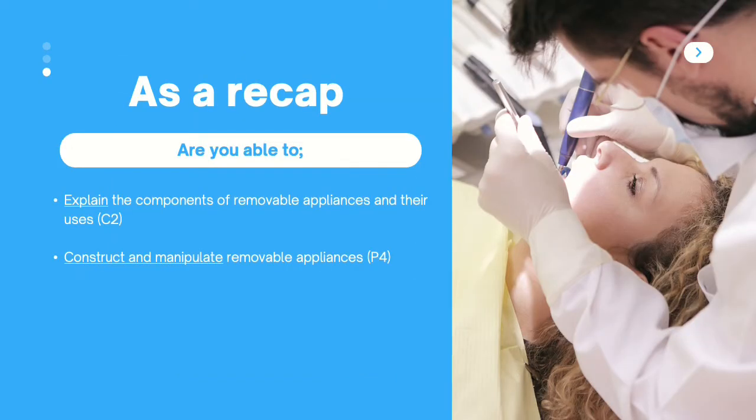So now, as a recap, you should ask yourself, are you able to explain the components of removable appliances and their uses? And then, are you able to construct and manipulate removable appliances? So for the next 20 slides after this, I think is the most important slide for you to have a better understanding of this topic. Okay, I hope you can pay attention to the upcoming slide.